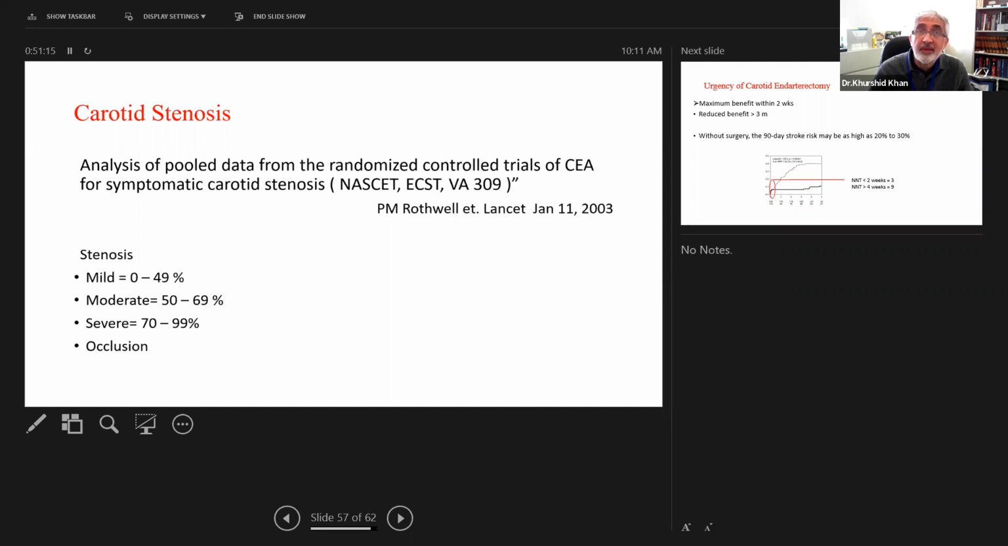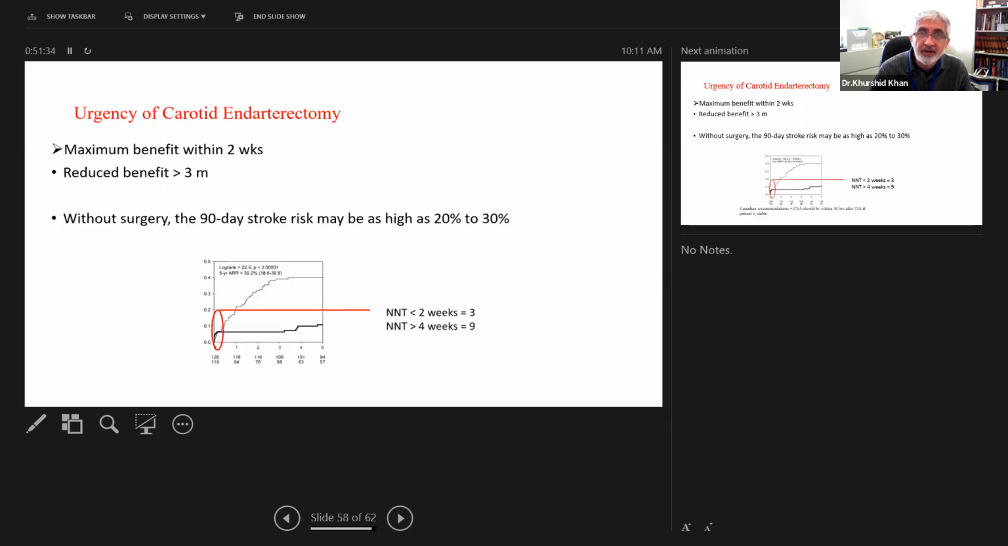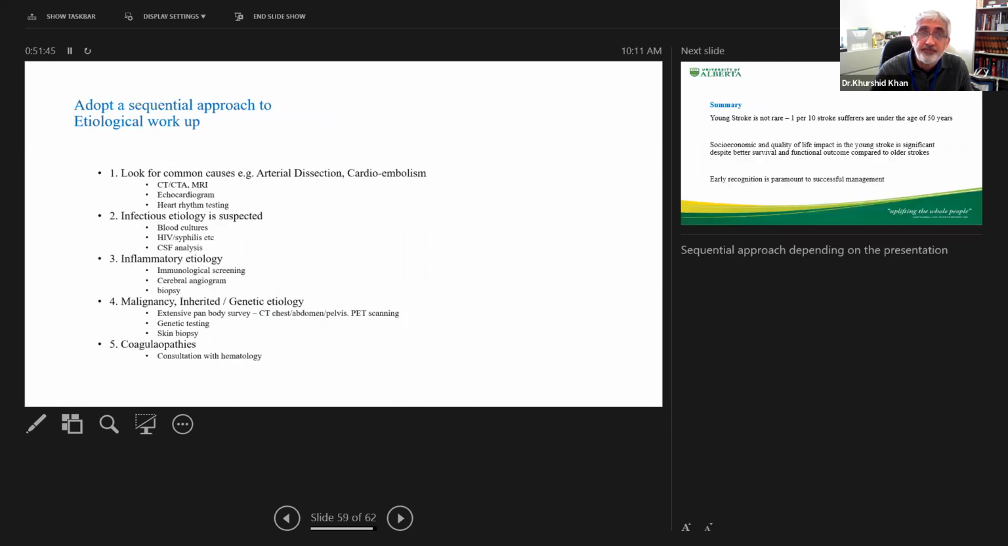However, endarterectomy or vascular revascularization may still be considered in those individuals of female gender who may have many other risk factors or are considered at very high risk, and obviously the artery is symptomatic. Regarding the urgency of carotid endarterectomy, the maximum benefit that you realize is within the first 2 weeks, and the further you delay, the more that benefit is lost.